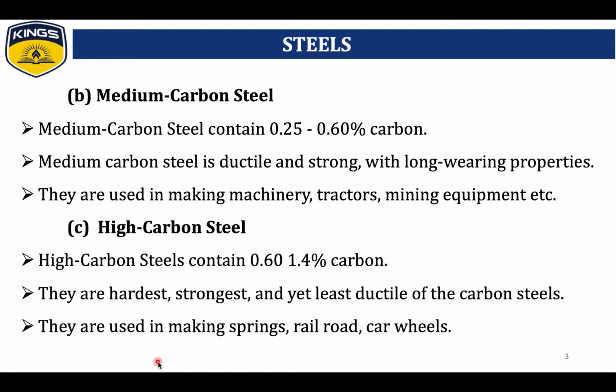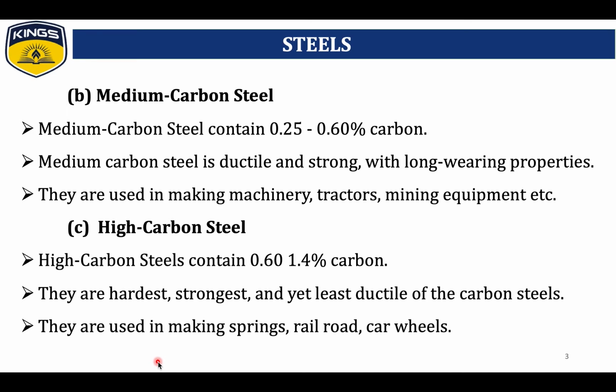Next, medium carbon steel. This medium carbon steel contains 0.25 to 0.6 percentage of carbon, and these steels are almost ductile and strong with long wearing properties. So they are used in making machineries, tractors, mining equipments, and so on.